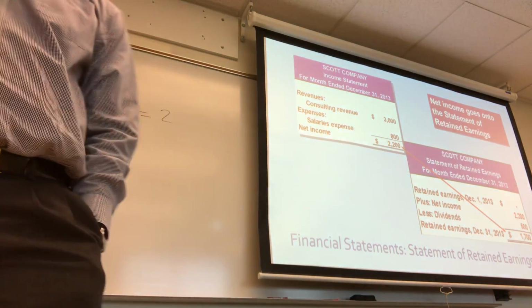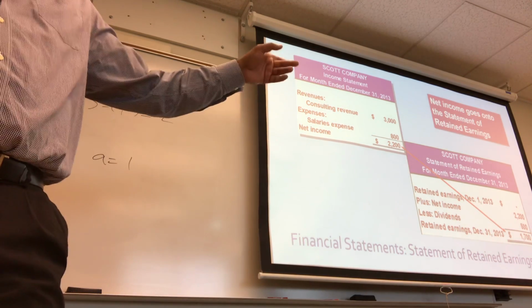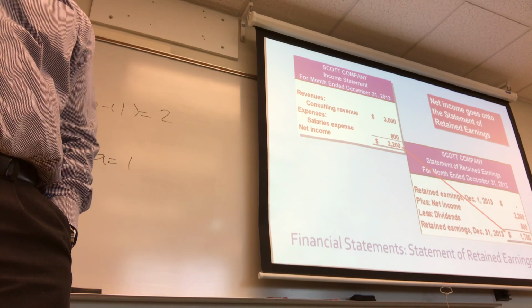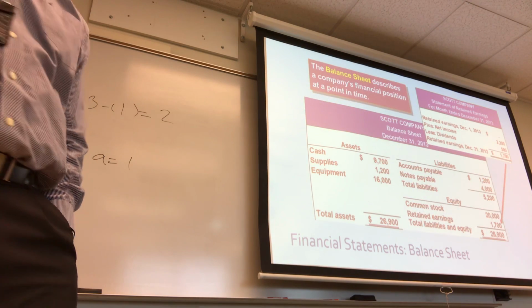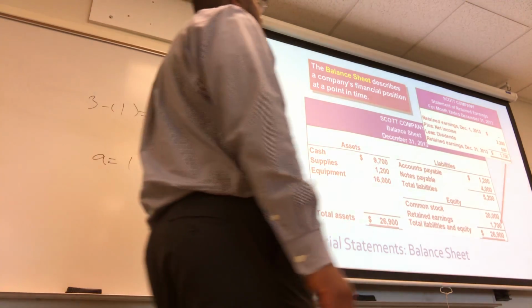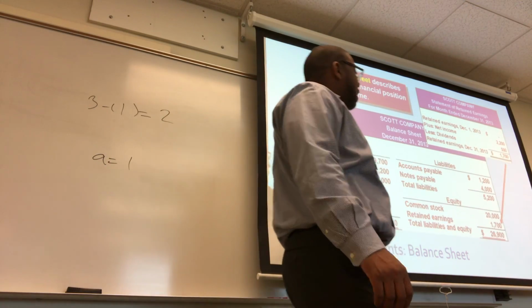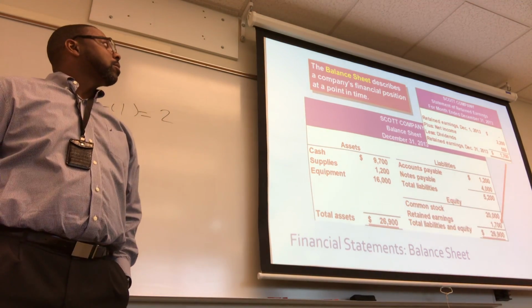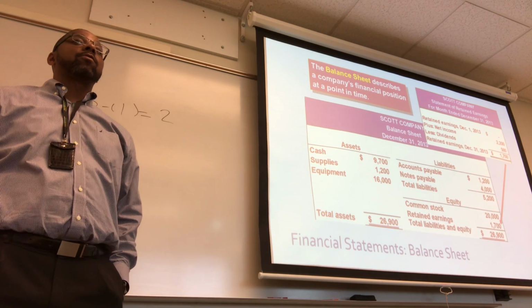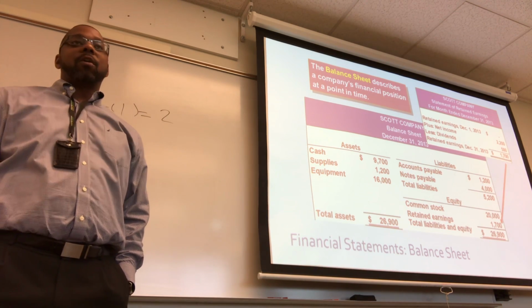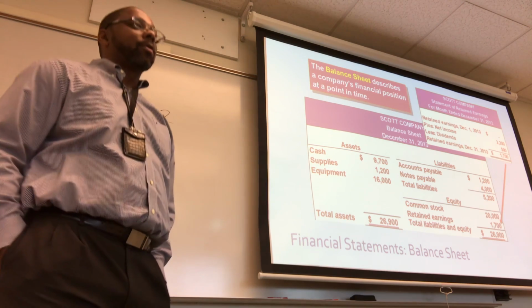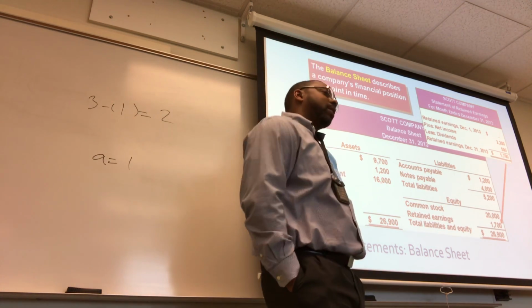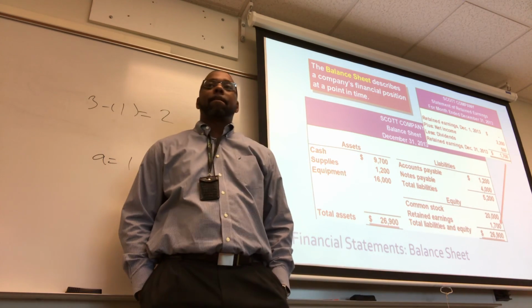After you do the statement of retained earnings, we're going to create the balance sheet. And what's going to happen is we're going to take the ending retained earnings and put that on the balance sheet under the equity section. The balance sheet shows us the financial position or the financial health of the company.